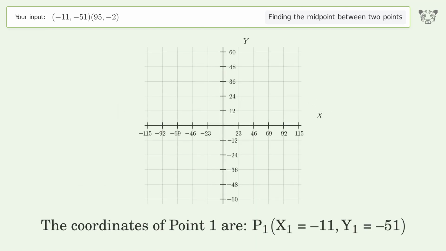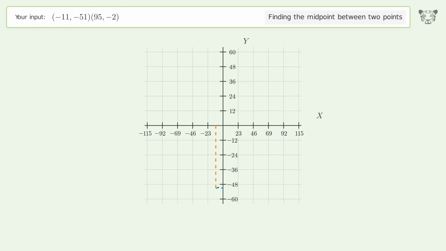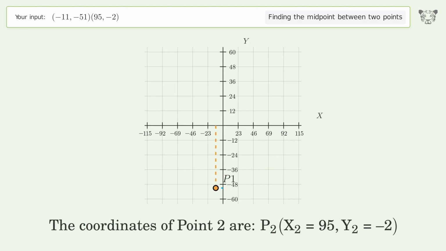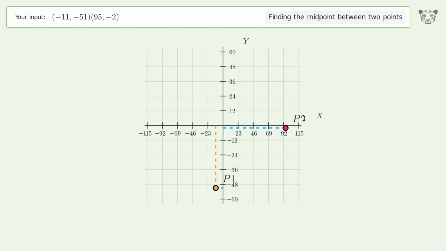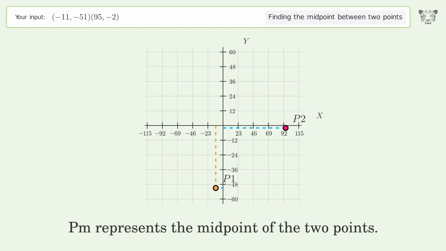The coordinates of point 1 are, x1 equals negative 11, y1 equals negative 51. The coordinates of point 2 are, x2 equals 95, y2 equals negative 2. PM represents the midpoint of the 2 points.